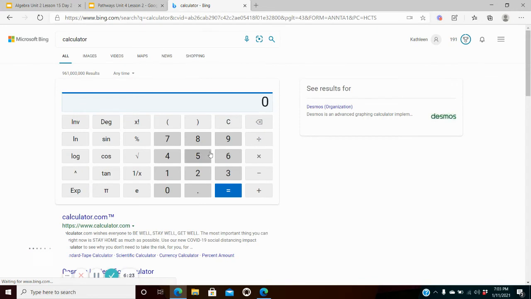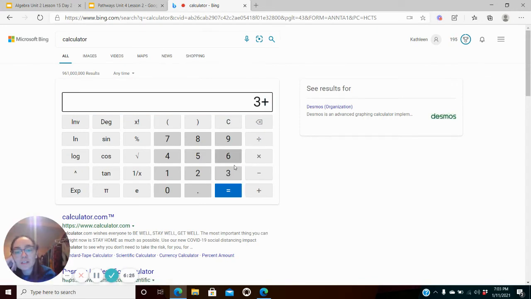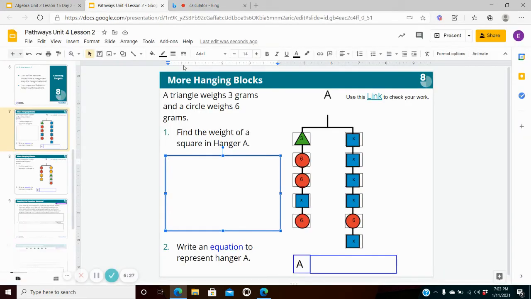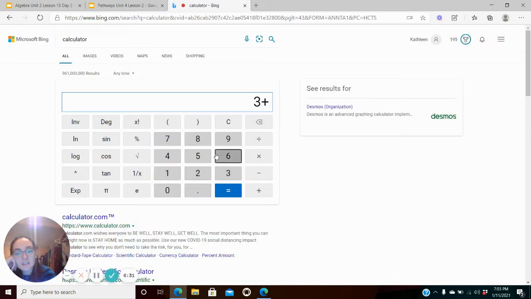to calculate that. So 3 plus 6 plus 6 plus 6. Oh, wait, let me go back. 3 plus 6 plus 6 plus 6 plus 6 equals 21. So we know that we can condense all of those circles to 21.